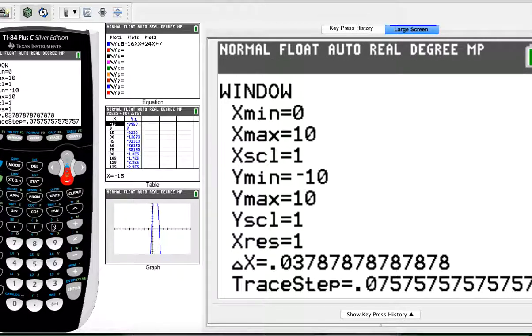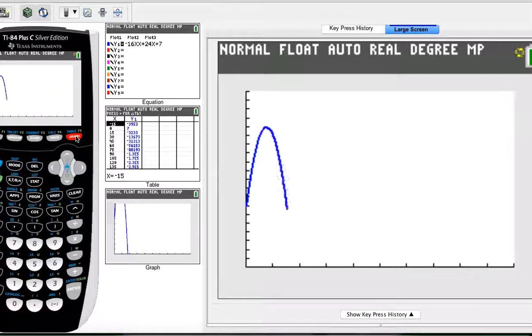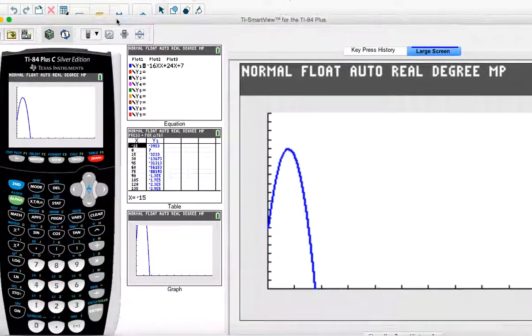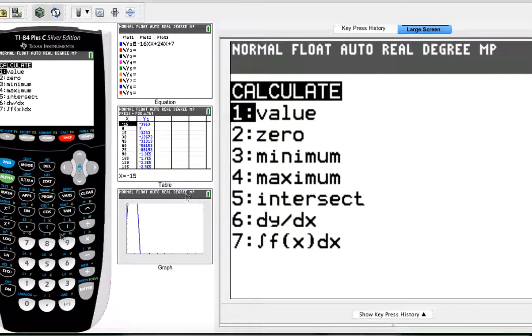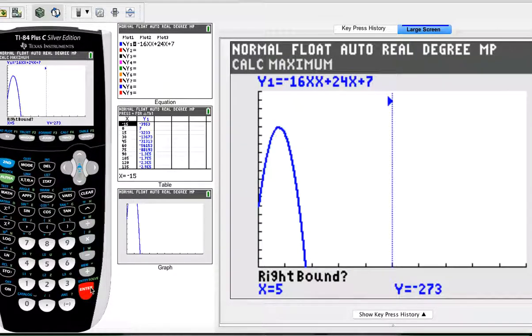The y is the height, so I want 0 to be the ground, and then for the basketball, I'll go a little higher than what I think it probably goes to. And then if I graph it, okay, that is the basketball being shot. This is the height, this is the amount of seconds going by. So the first question was, how high does the ball get? Which I can do with second trace, maximum, same stuff we did back in Unit 2.